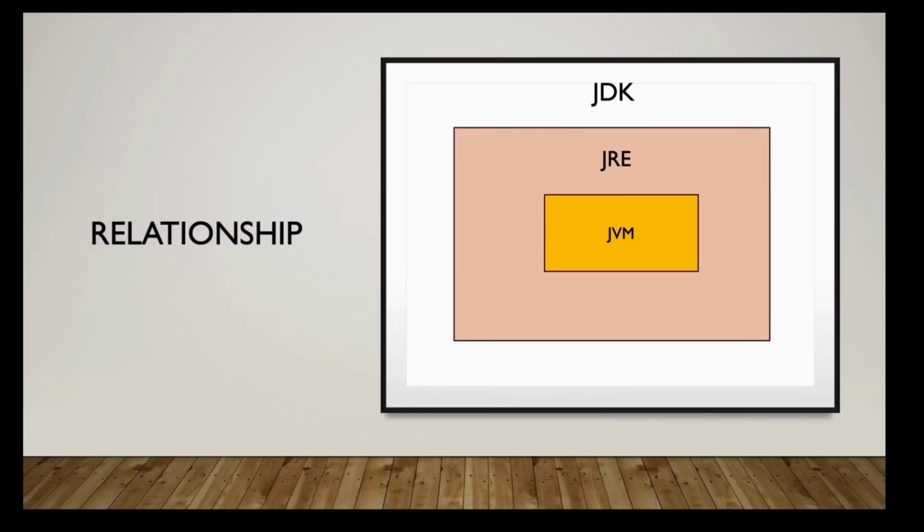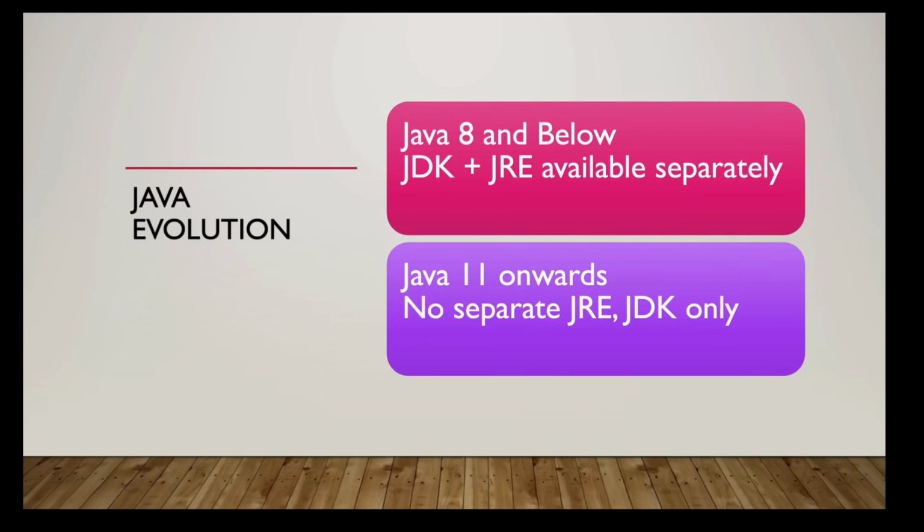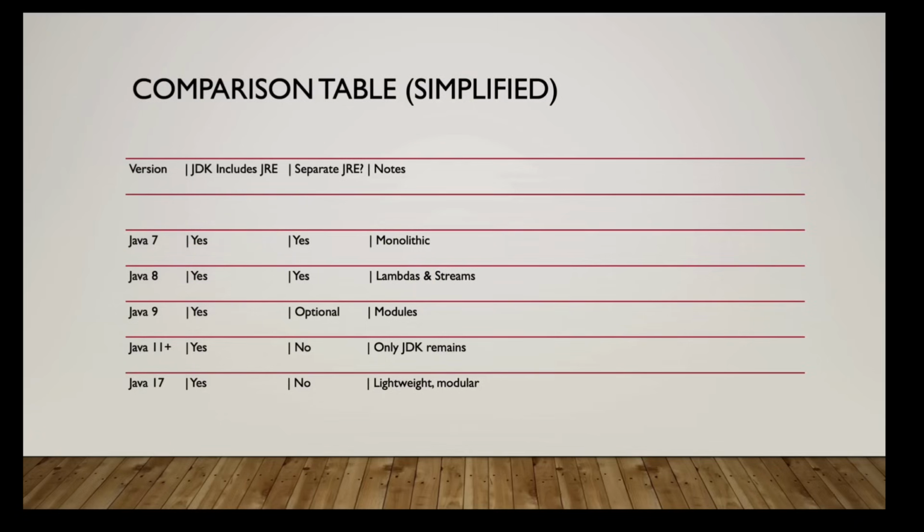So the Java team thought that we need JRE anyway inside JDK, so why provide them separately? Then they decided from Java 11 onwards, there would be no separate JRE; we include it inside JDK because it is required for JDK. This is a simplified table showing that in Java 7 and Java 8, we had a separate JRE, but from Java 11 onwards, there is no separate JRE available. So that is all about JDK, JRE and JVM.